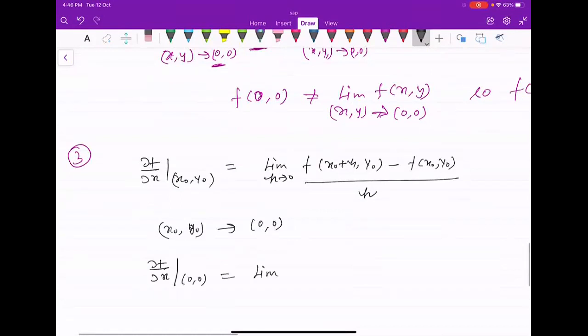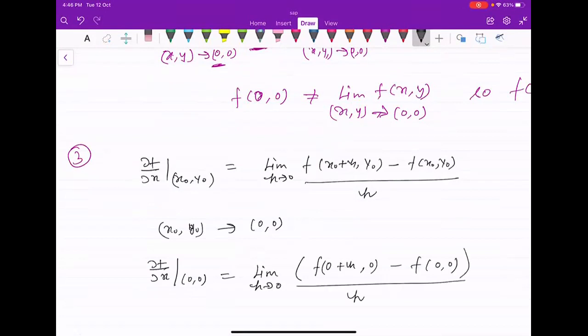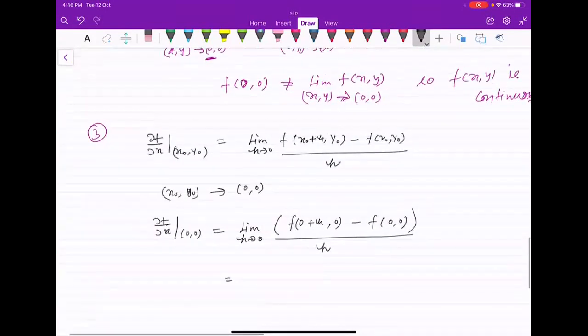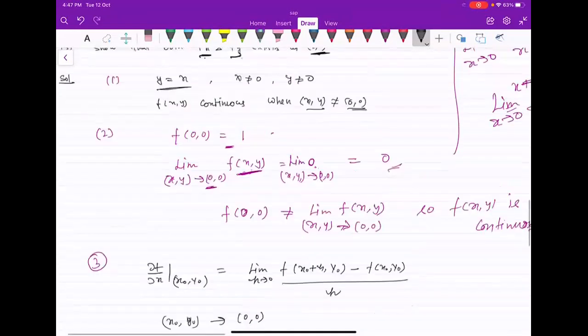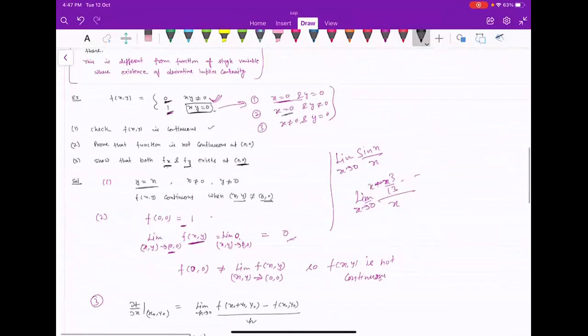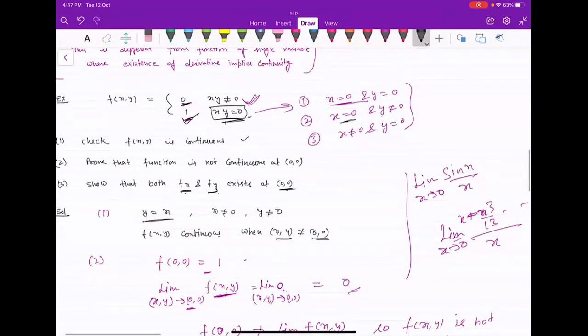So limit h tending to 0, f of 0 plus h, 0 minus f of 0, 0, upon h. So what would be the value of this from the definition of the function? Now you have limit h tending to 0, f of h comma 0 minus f of 0, 0, upon h. Here h times 0, the multiplication will be 0. As I told you, if even one of them is 0, the multiplication will be 0, and when it is 0, the function value is 1 as per the definition of the function.